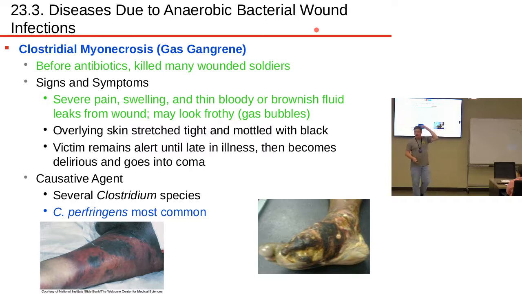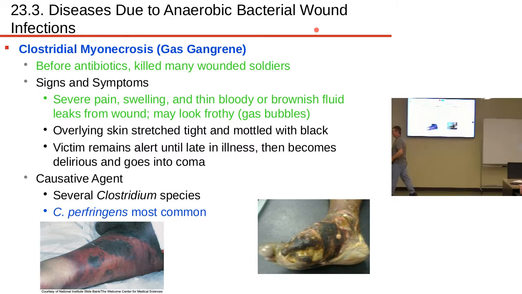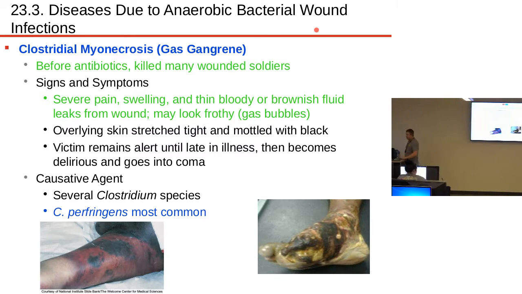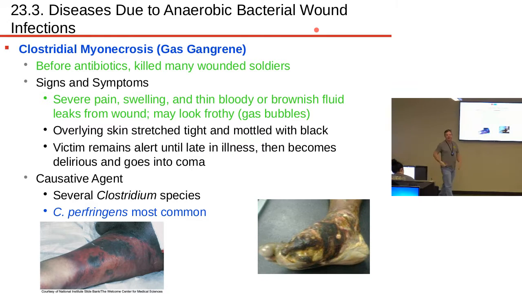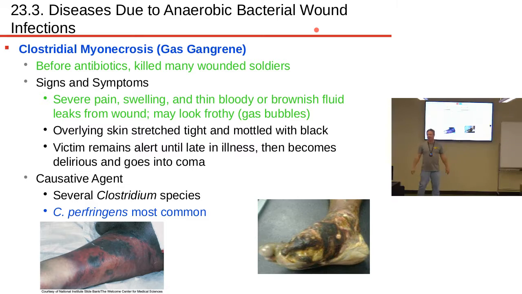So what is it? Well, first of all, it's going to start out as severe pain and swelling, lots of fluid leakage from the actual wound site. This is going to be not only pus, but also some blood could be coming through. And it may look frothy because of the bubbles that are being formed.